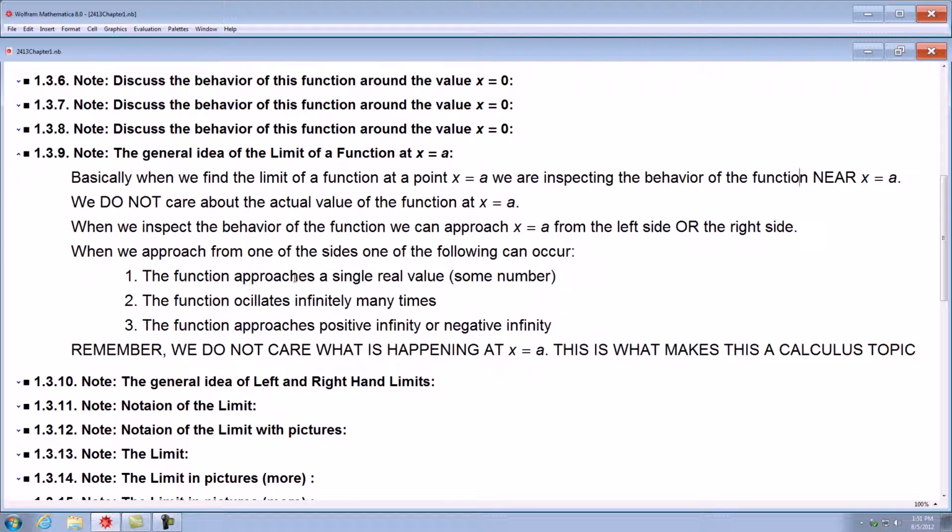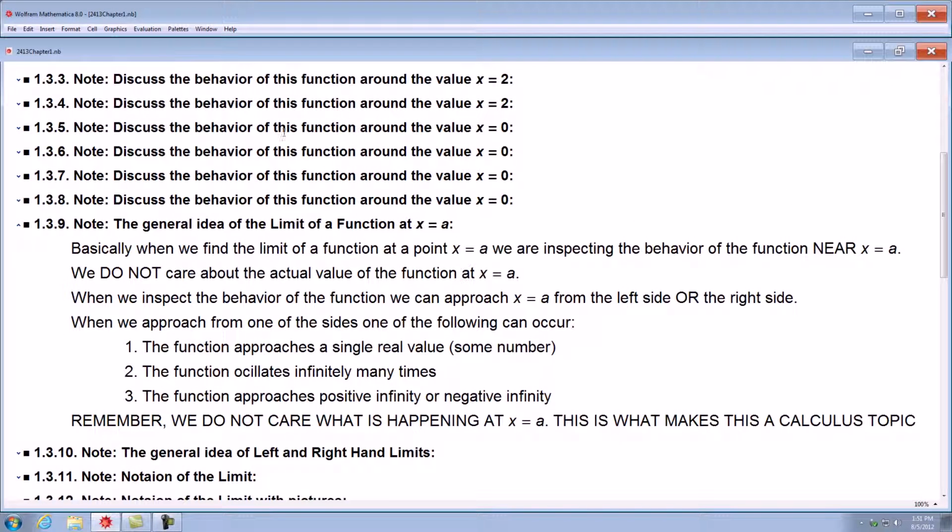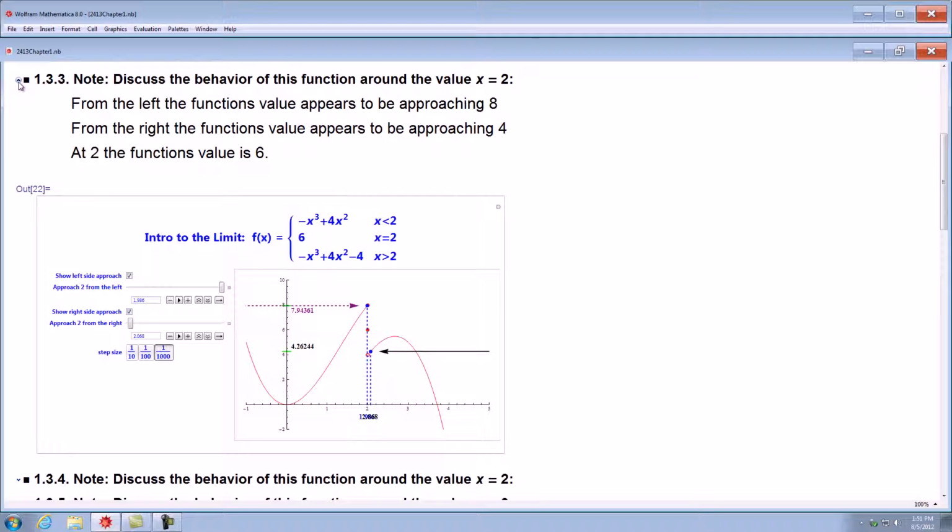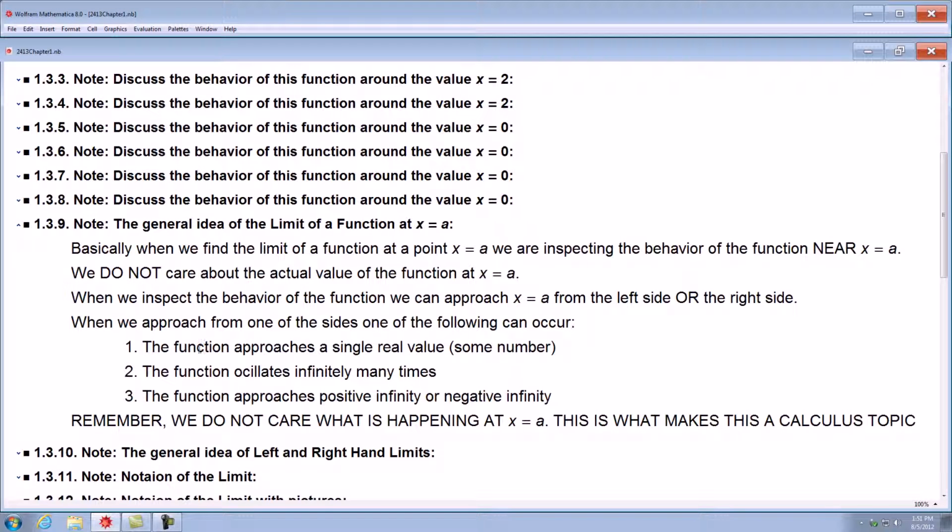The function will approach some value, some number. We saw that back in some of these earlier problems. Here, like from the left, we approach some value, right? We were approaching 8 here. We were approaching 4 here. So we can approach a single value, or it could oscillate. We saw the oscillation a little while ago. Or we could say that the function goes to positive or negative infinity.